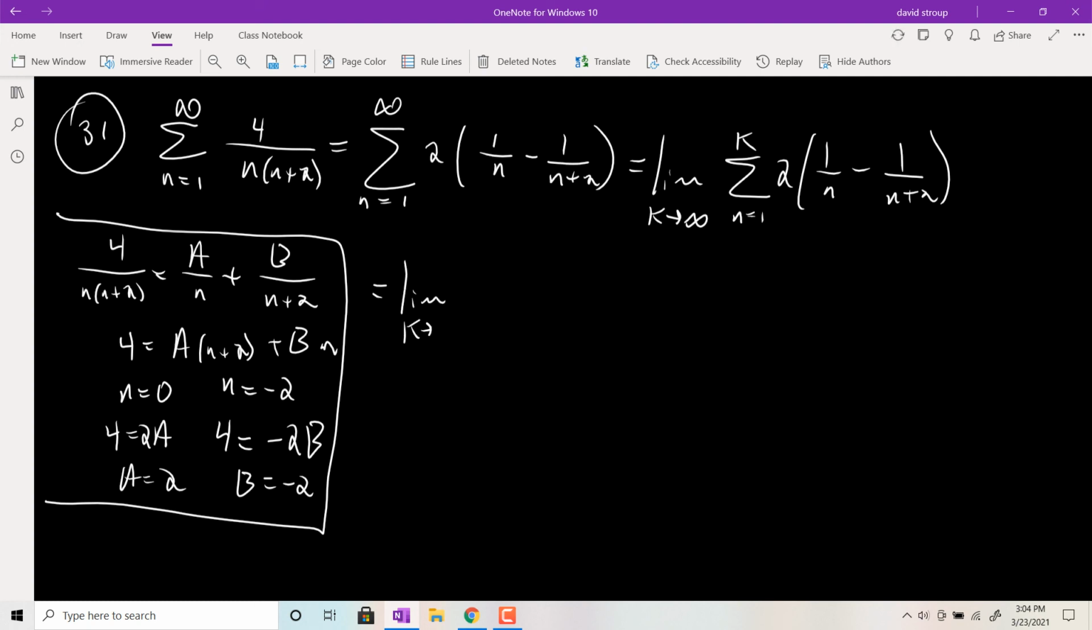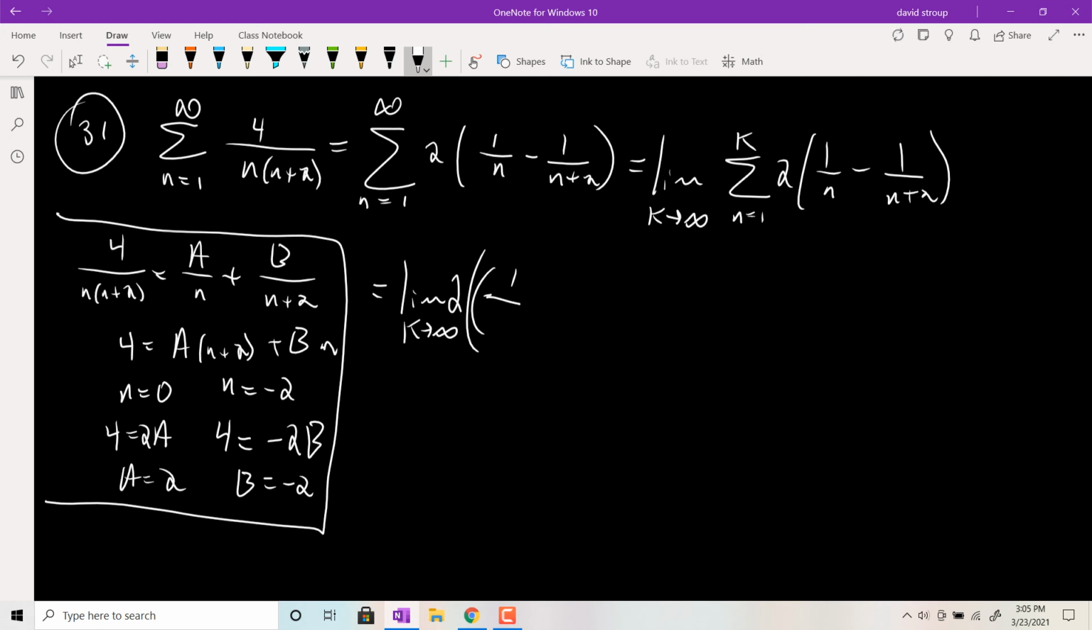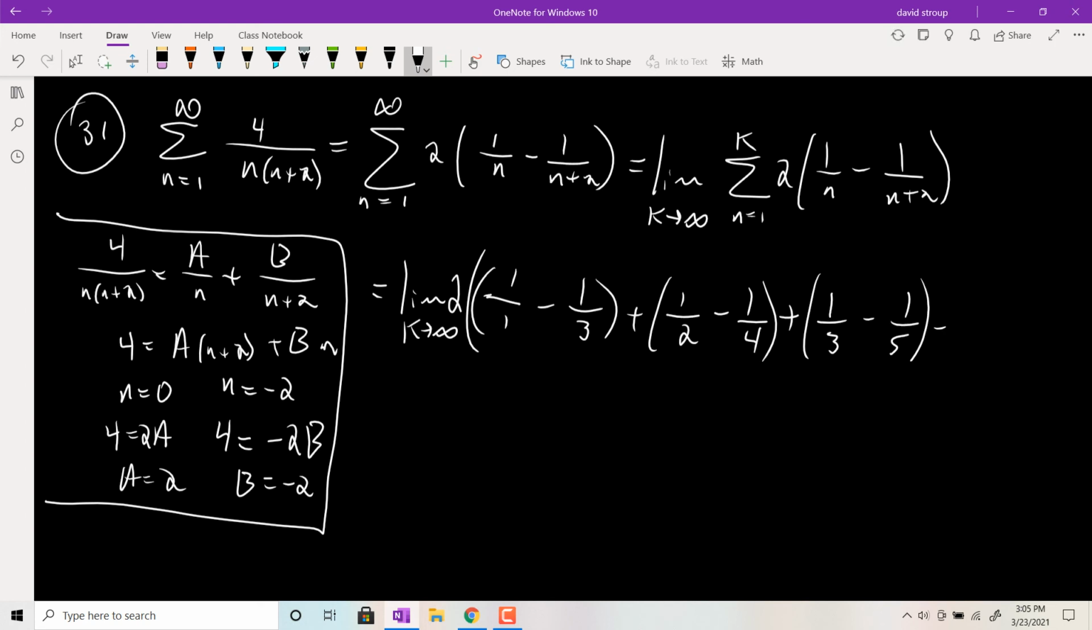So the limit as k goes to infinity of the sum. We want to expand it, so let me get rid of the sum symbol. I don't need that anymore. There's a 2 floating about, so that's factored out of this sum. You can do that now because it's finite. And you'll have 1 all over 1 minus 1 all over 3 plus 1 all over 2 minus 1 all over 4. Just get a couple terms until you can see the pattern. So this will be 1 over 3 minus 1 over 5, maybe one more, 1 over 4 minus 1 over 6.